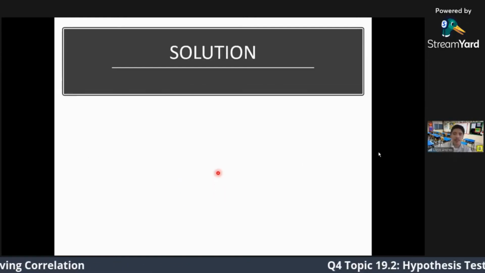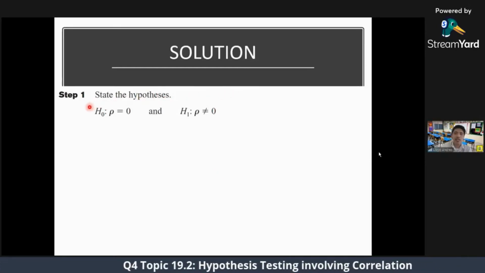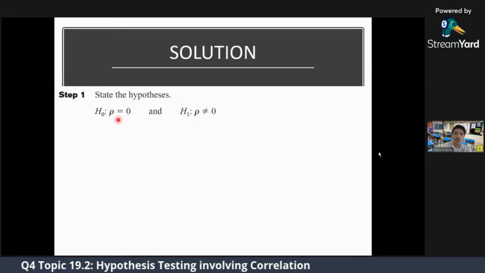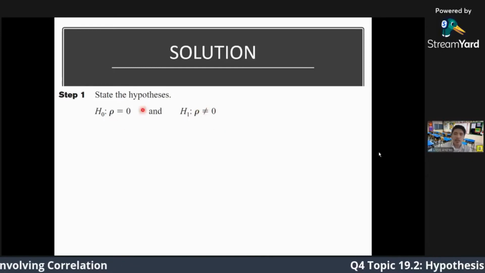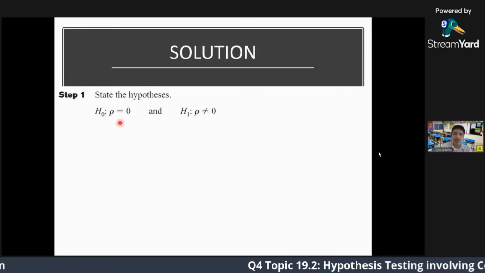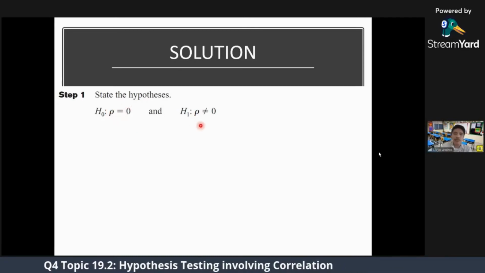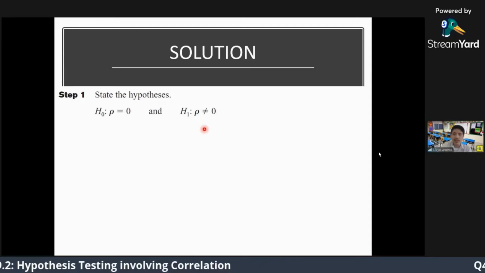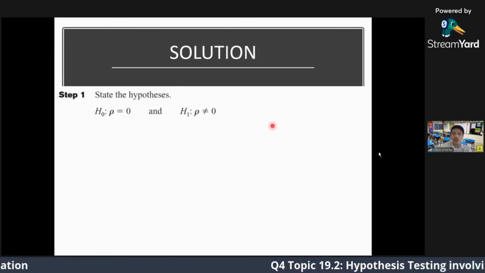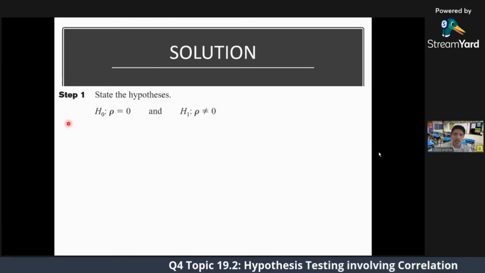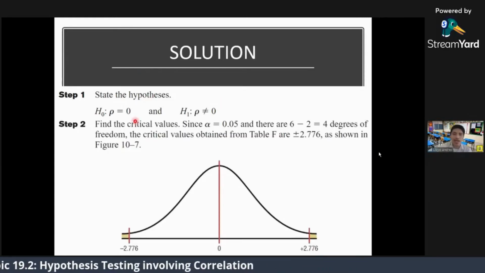So the first step is to state the null and alternative hypotheses. In symbols, that's rho equals 0. The alternative is rho is not equal to 0. Meaning, in the null hypothesis, there is no significant correlation, because their correlation is zero. While in the alternative hypothesis, there is a significant correlation between the number of cars and revenue in billions. So, the second step is to find the critical value.